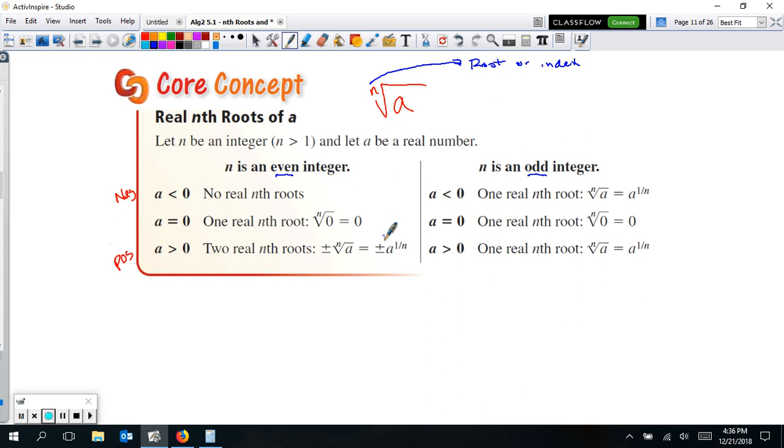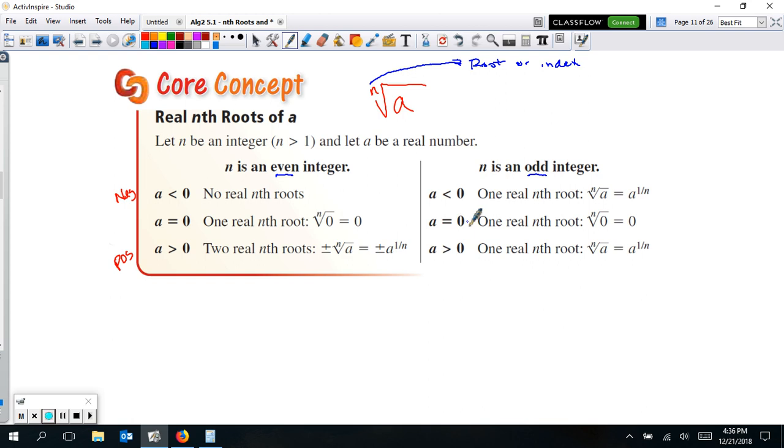The other column is odd. When n is an odd number like 3 or 5, and A is less than 0, so it's negative, it does have one real root. So when we have a negative underneath and an odd number for the index, we can get a real root, where we can't if it was even. Like if it was a square root or a fourth root, there would be no real roots. But if it's a cube root, then we could if it's negative.